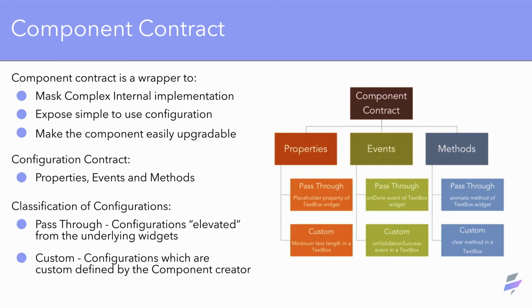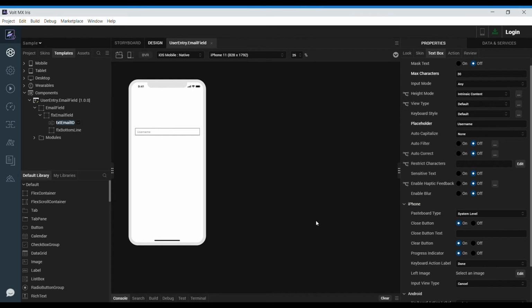Let us now create the contract. First, I will define a few of my existing widget properties to be passed through. I will select the widget, and in the property panel, I will right-click on the property and select Add Property to Component.